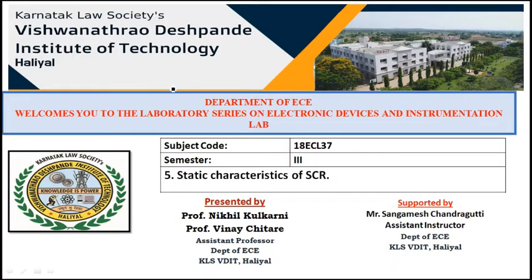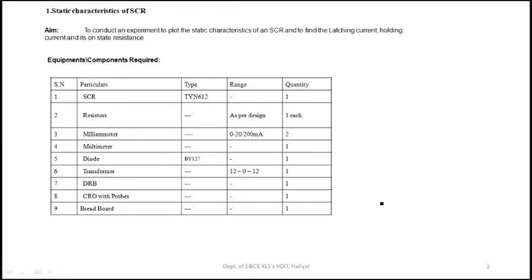on the lab session Electronic Devices and Instrumentation Lab. So this is experiment number 5, that is static characteristics of SCR. Here the requirements are: SCR, resistor, milliammeter, multimeter, diode, transformer, decade resistance box, CRO with probes and breadboard. But here we have a trainer kit in which all these components are embedded in the required circuit form, so no need to connect them discretely, separately.